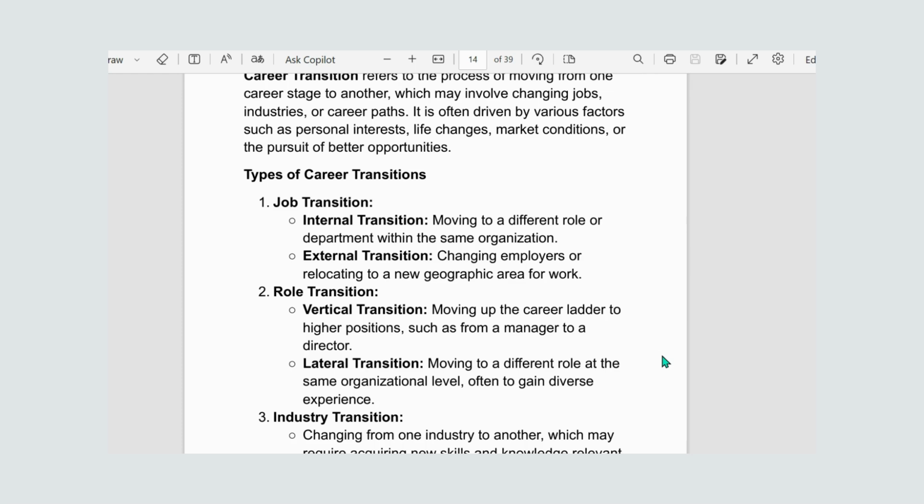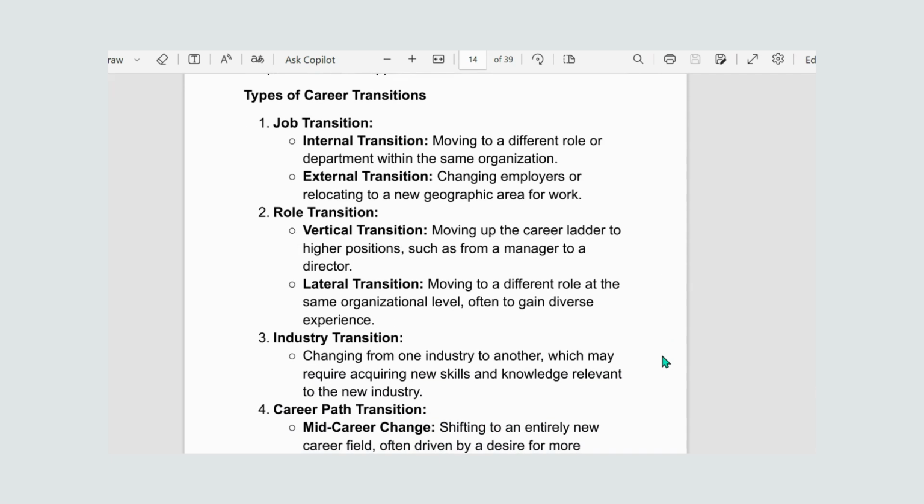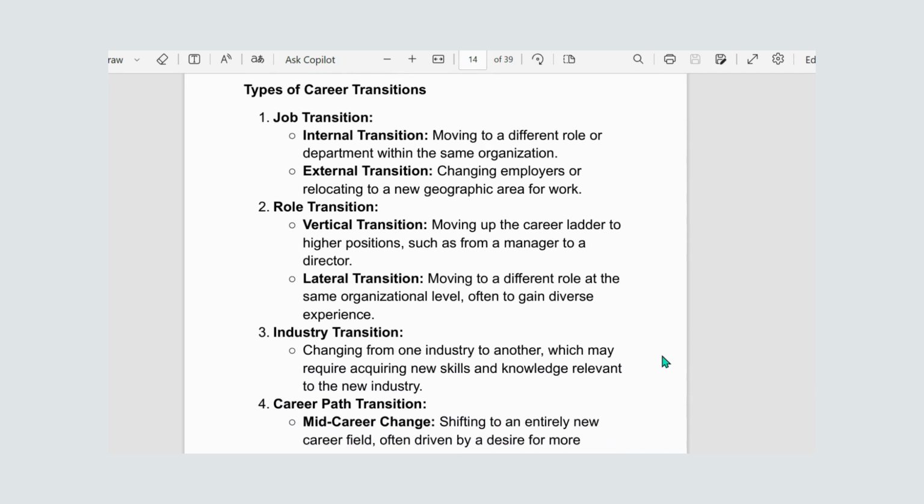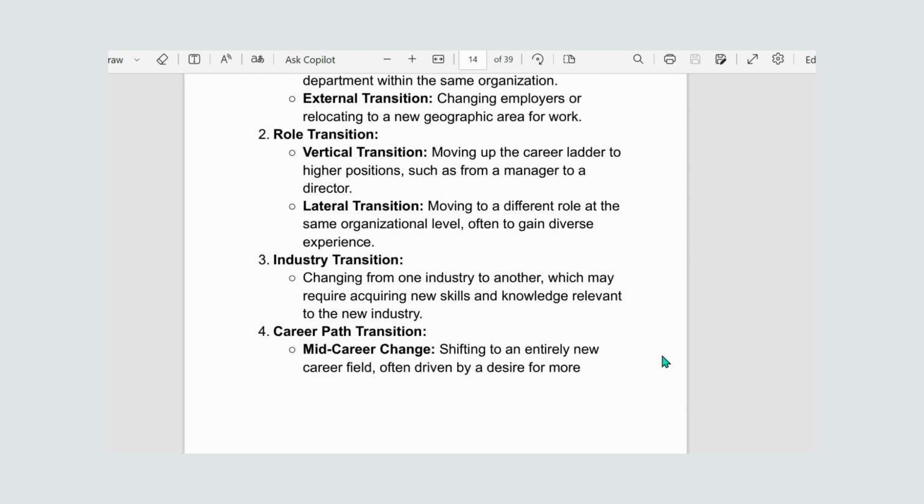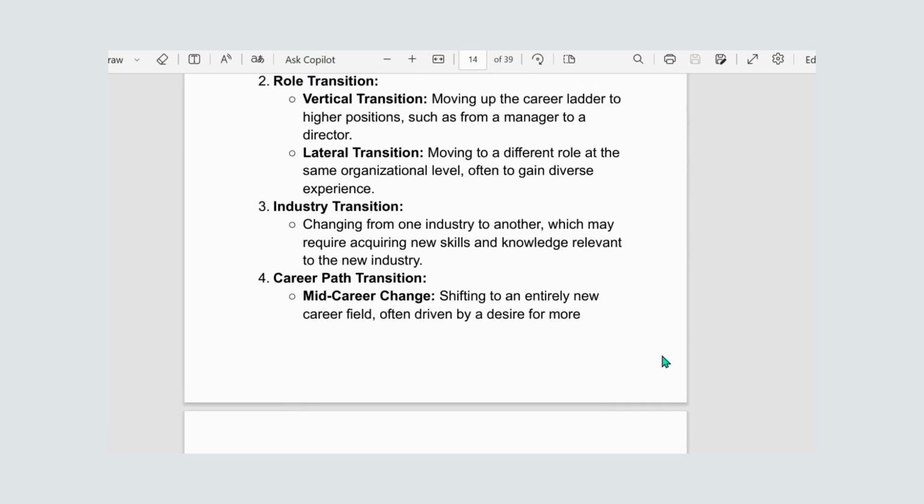Now let's see role transition. It can be vertical transition or lateral transition. Vertical transition means moving up the career ladder to a higher position, for example from a manager to a director. What do you mean by lateral transition? It means moving to a different role at the same organizational level, often to gain diverse experience. Then there is industry transition. What is industry transition? It means changing from one industry to another, which requires acquiring new skills and knowledge relevant to the new industry.